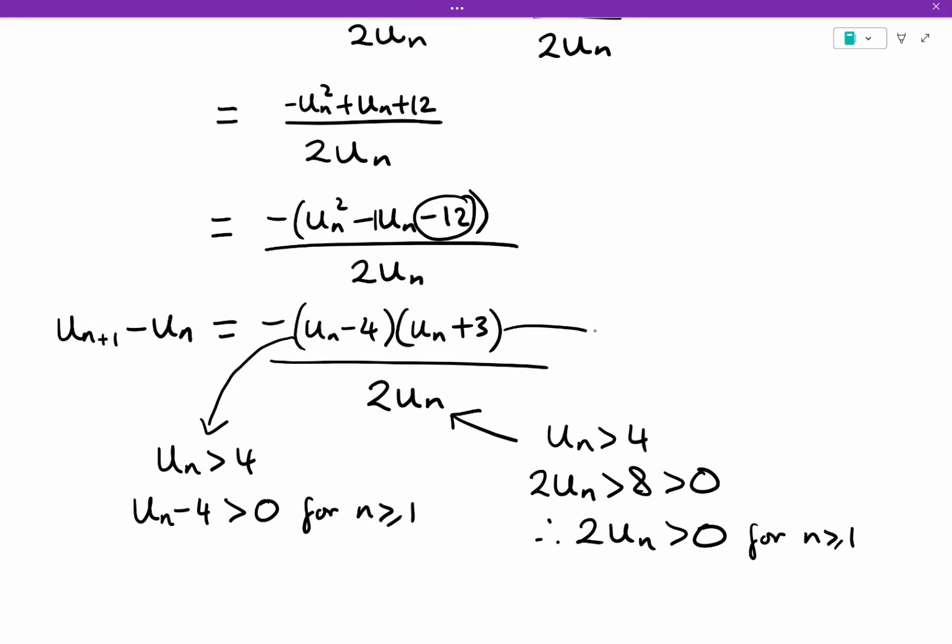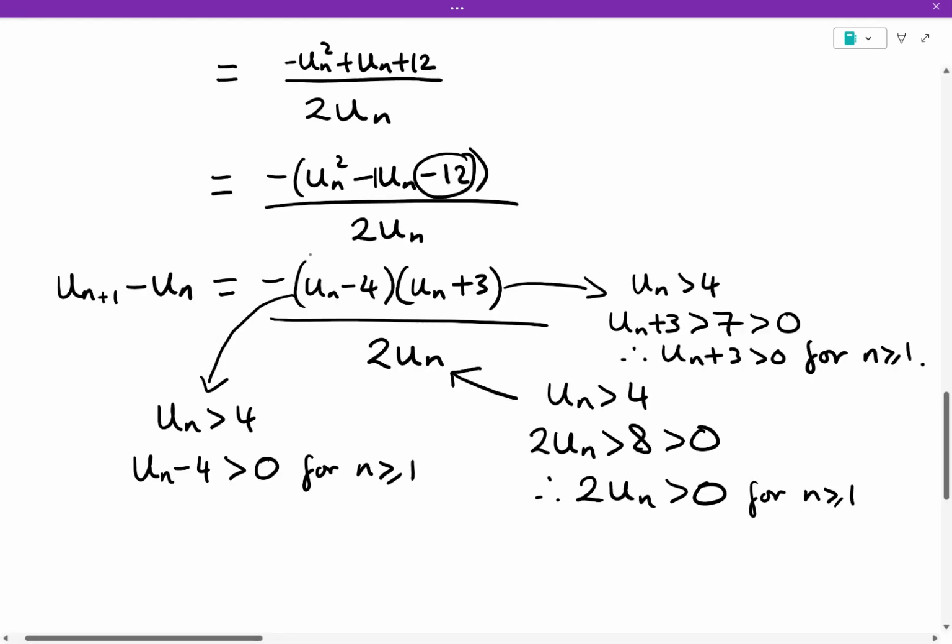Now let's consider my other bracket in my numerator. So we know that u_n is greater than 4 for all values of n. We want u_n plus 3, so I'm going to add 3 to both sides. So I get u_n plus 3, and that will be greater than 7 when I add 3 to the other side, which is of course greater than 0. So I can conclude that my bracket u_n plus 3 is greater than 0 for n greater than or equal to 1.